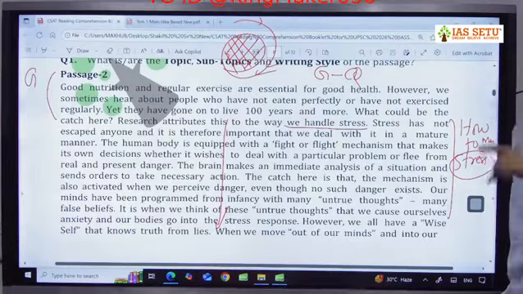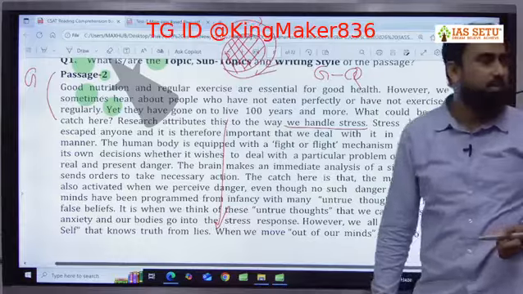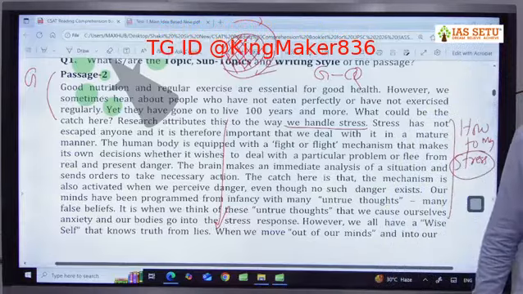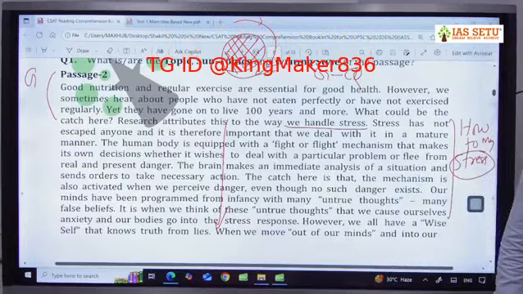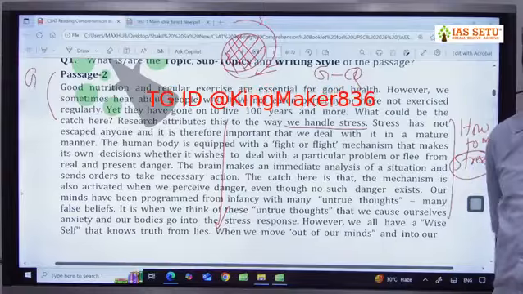Expository. Expository क्या थी? What is the expository writing style? Remember? What is expository? पढ़ के बताओगे? What is expository?